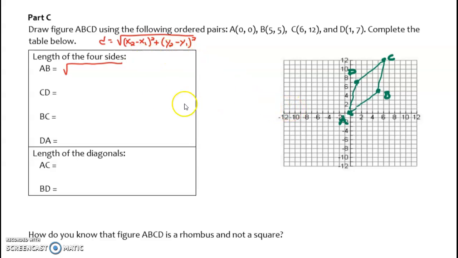Okay, which coordinates? So here we go. So on AB, I'm just going to start with that second x. So we got 5 minus 0 squared plus, and we got 12. It's going to be 5 minus 0.